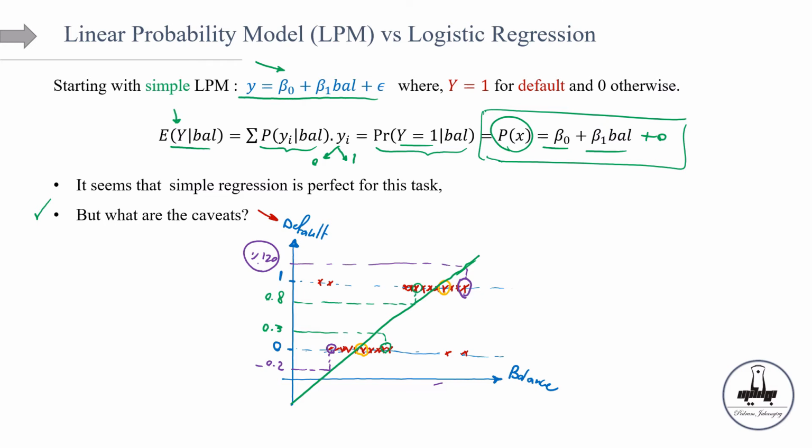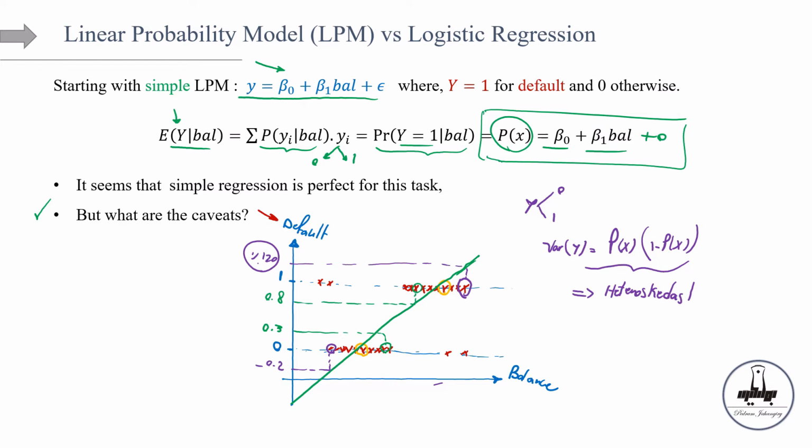Another caveat is mostly from an econometrics point of view. Remember, guys, this y variable comes from a Bernoulli distribution, right? Because it can take only 0 or 1. So by construction, what is the variance of the Bernoulli distribution? The variance of y is equal to p of x, the probability of success, multiplied by 1 minus p of x, the probability of failure. So by construction, we can see that the variance of y is not constant. It's a function of x. This means that this model is suffering from heteroscedasticity.